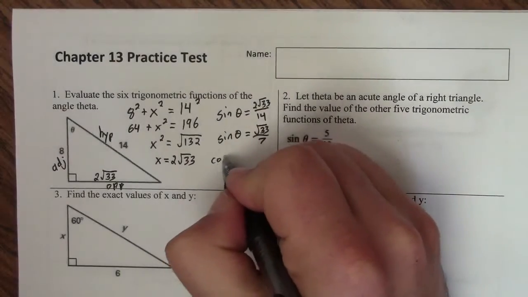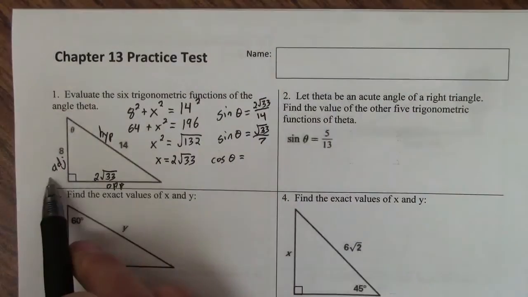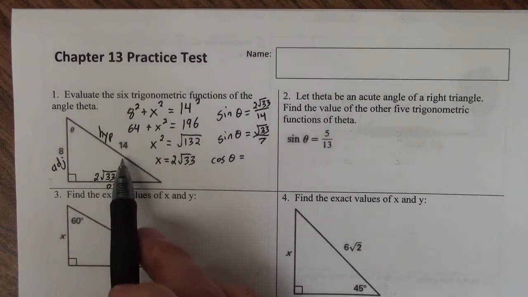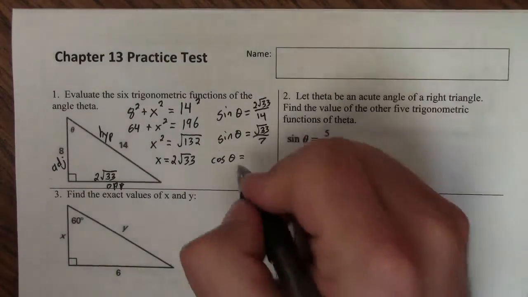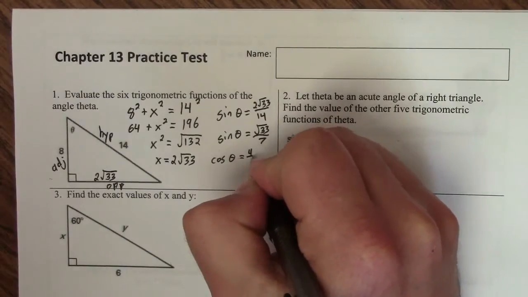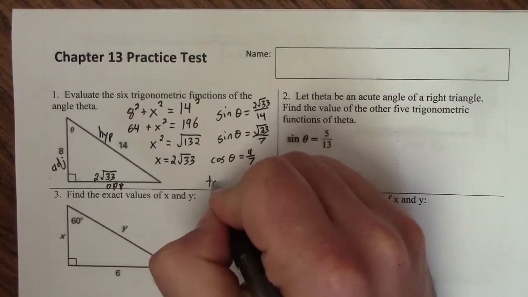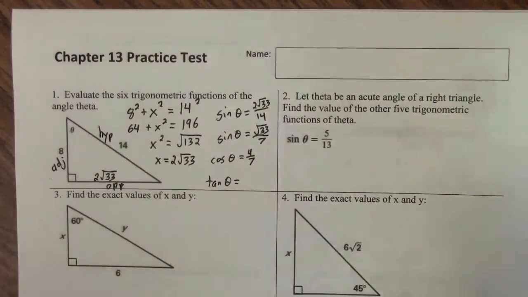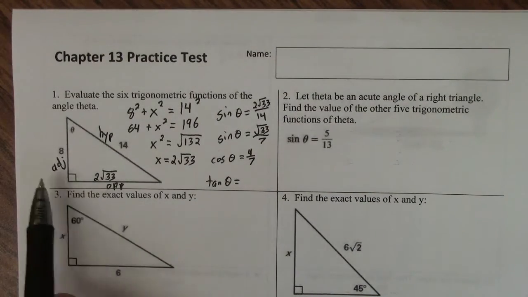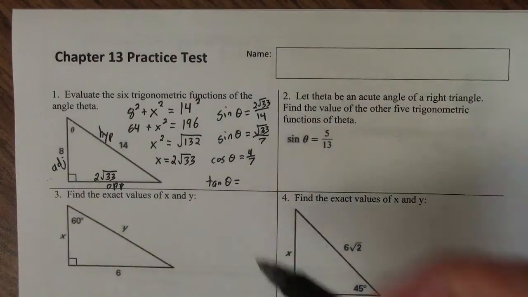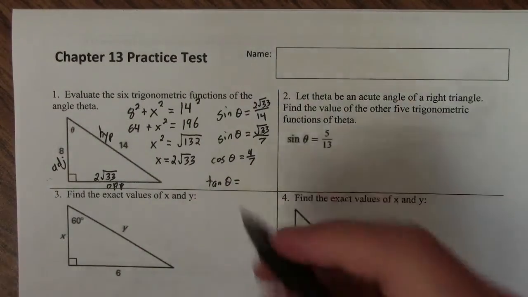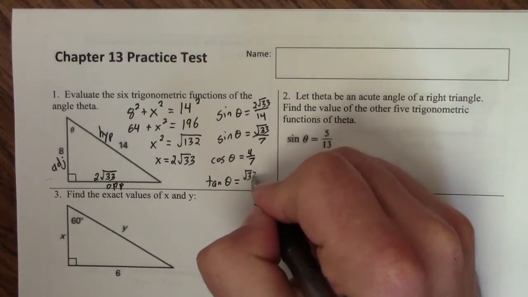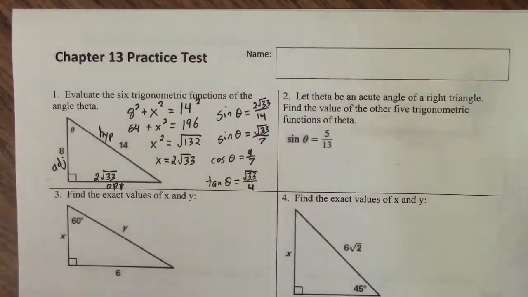Now cosine theta is adjacent over hypotenuse. So that's 8 over 14. That reduces to 4 over 7. Tangent theta is opposite over adjacent. So that's 2 rad 33 over 8, which will reduce to rad 33 over 4.